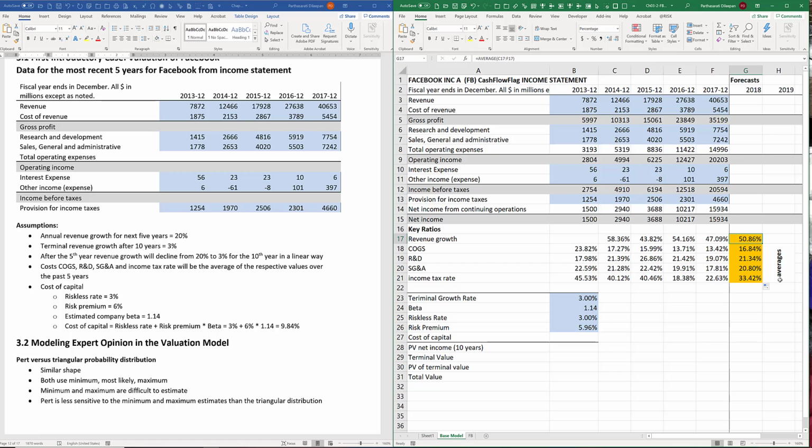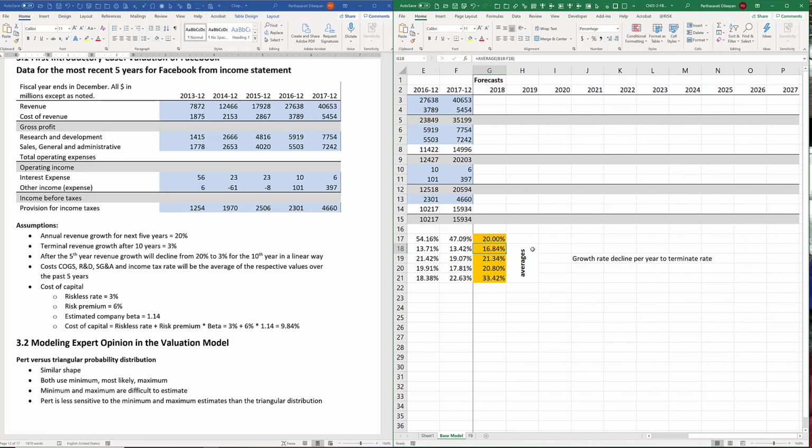So we want to make this 20% and not the average. And we want that to be for 5 years. So it's the same. Okay, so if you set it equal to the previous one and for 5 years. Okay, 1, 2, 3, 4, 5 years, the revenue growth will be 20%.